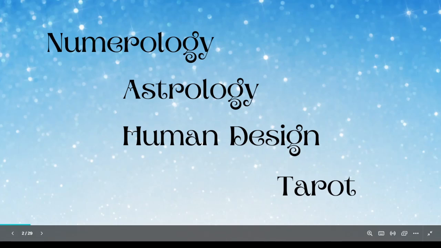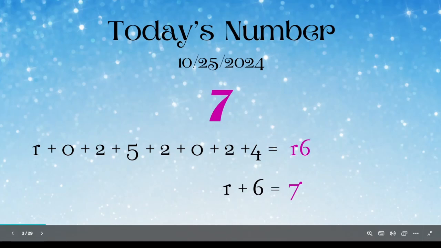And again, today's going to be an overview of each of these, and then I'll go into more detail in future episodes. So today's number, this is actually going to be on the 25th. That's when I'm going to release this. So the 25th number will be 7. The way I'm getting this is the method of numerology called the Pythagorean theorem. You just add up all the numbers in the date 10, 25, 2024, and you'll get a 16. And then you take 1 plus 6 and you get 7.